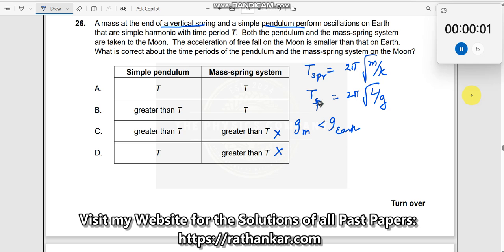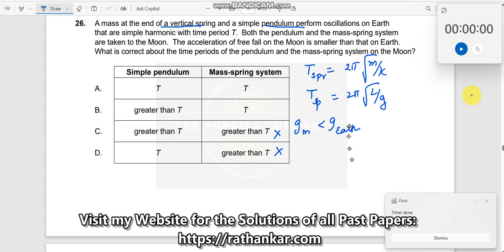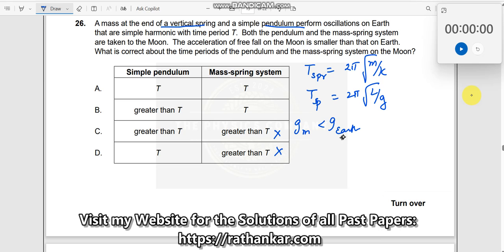And in case of the simple pendulum, you observe this g has an effect. Now what is being shown here, it says that g on the Moon is less than g on the Earth. It's coming in the denominator over here, which means that T on the Moon should be greater than T on the Earth. The simple pendulum should have a larger time period. So B is the right answer.